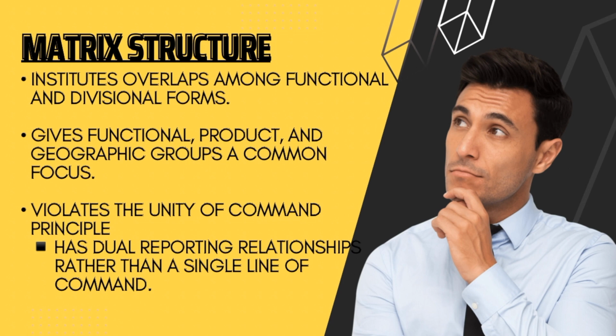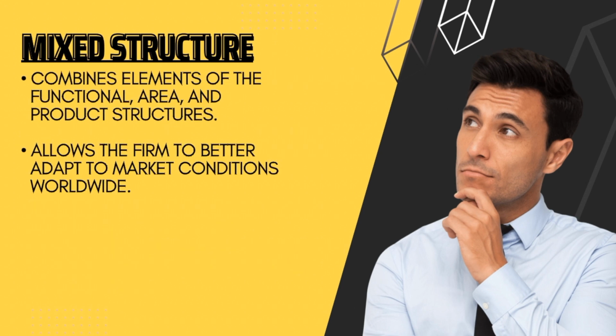Matrix structure is the fifth structure in international business law. As it institutes overlaps among functional and divisional forms, it gives functional, product, and geographic groups a common focus, and it also violates the unity of command principle, as it has dual reporting relationships rather than a single line of command. The next business structure is the mixed structure, which combines elements of the functional, area, and product structures. It also allows the firm to better adapt to market conditions worldwide.